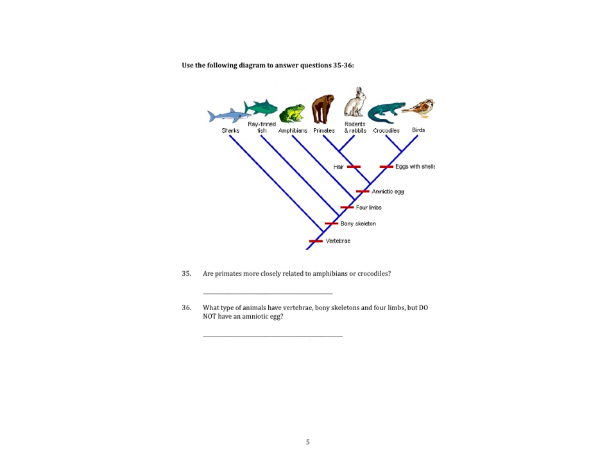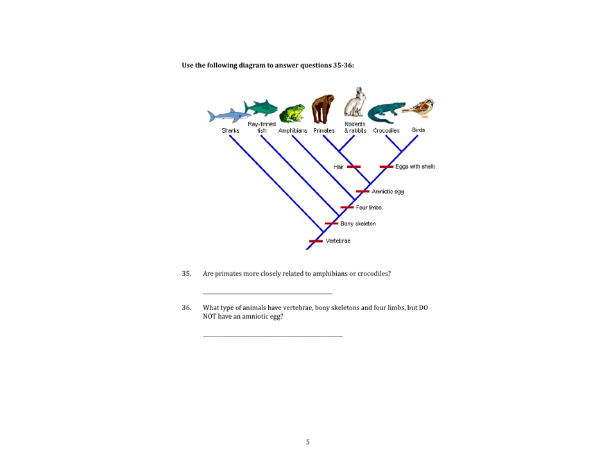But if you look at the next trait, bony skeleton, you'll notice that only ray-finned fish, amphibians, primates, rabbits, crocodiles, and birds have bony skeletons. That's because sharks have a cartilaginous skeleton, and so they evolved before the bony skeleton became present in organisms. So anytime you have a trait, the things after that trait share that trait.